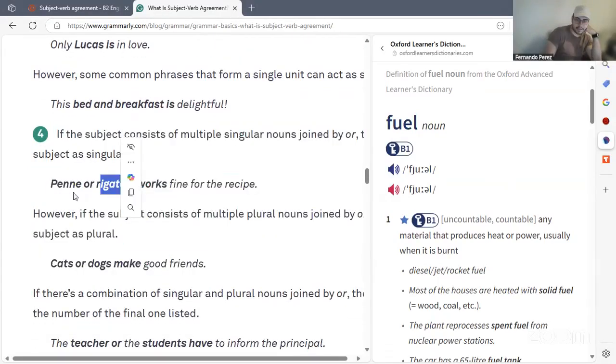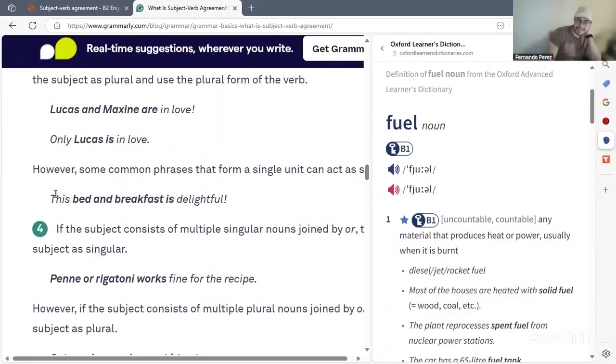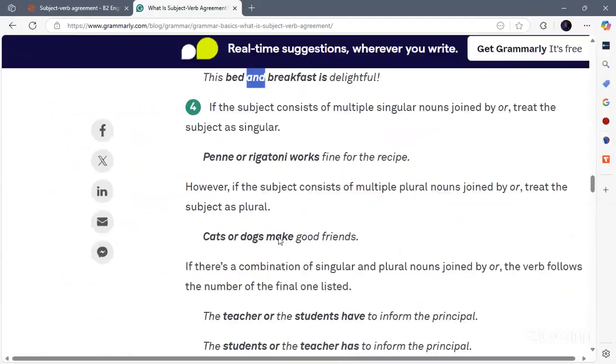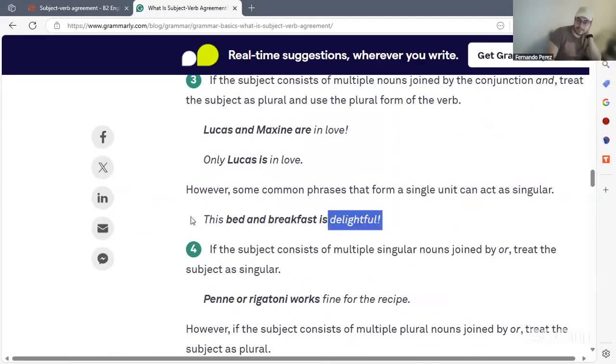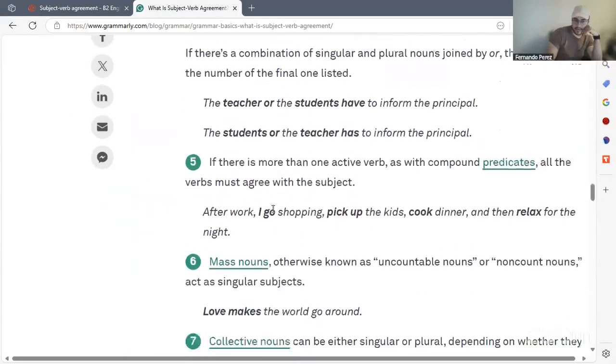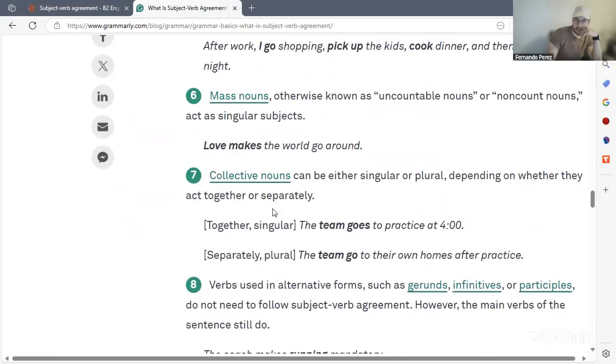Rigatoni, penne, any kind of pasta, that's considered uncountable. So that will be S, right? Even when you are using and. We are going to talk about that in a moment. Love, this is another uncountable noun. The same thing.